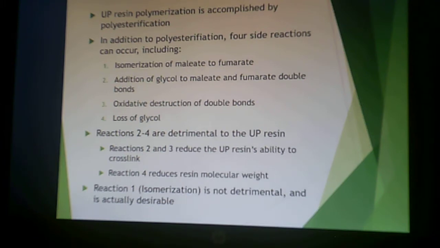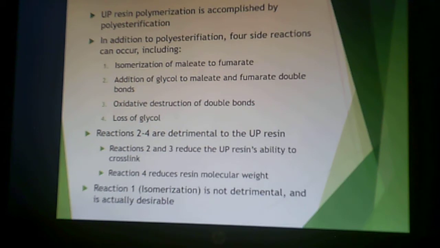So aside from just creating polyesters or ester bonds, you can get four side reactions during this. The first one being isomerization of maleate to fumarate. I'll explain that later. Addition of glycol to the maleate or fumarate double bonds, oxidative destruction of double bonds, and loss of glycol. Reactions 2 through 4 are not good for the final resin. Reactions 2 and 3, in other words, addition of glycol to the double bonds or oxidative destruction of double bonds, reduce the overall resin's ability to cross-link. You need that olefinic unsaturation to persist through the polyesterification, otherwise you can't cross-link it later on.